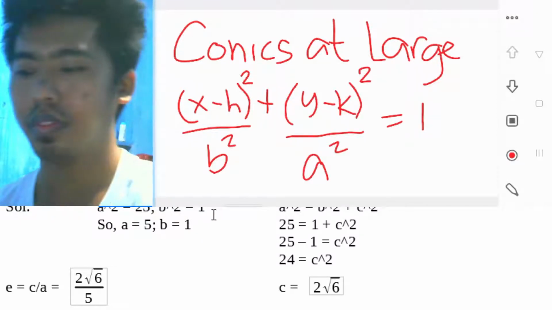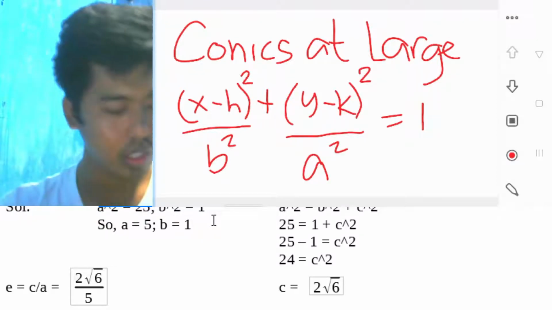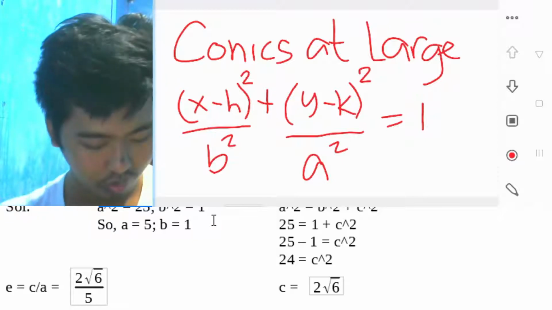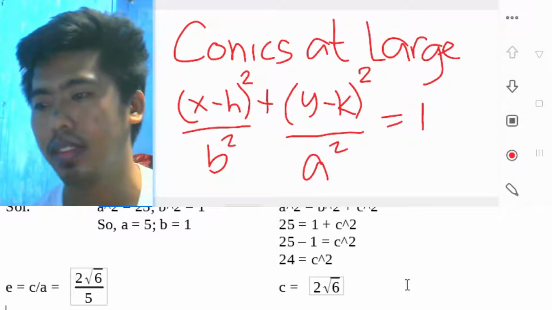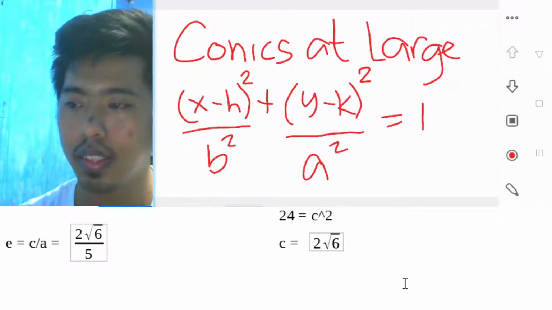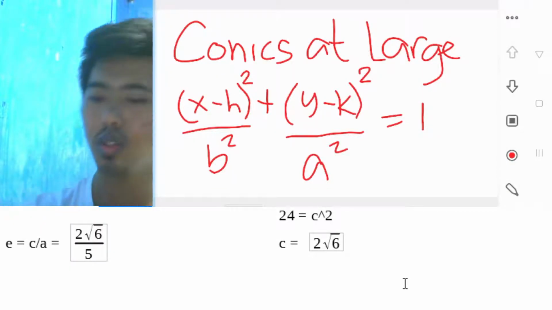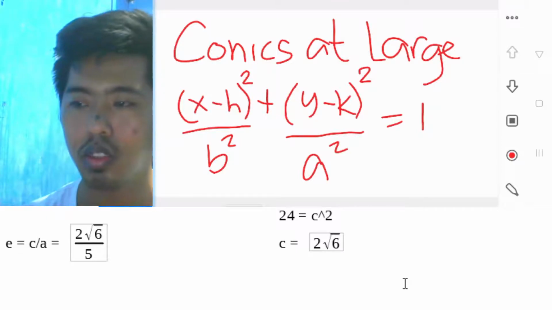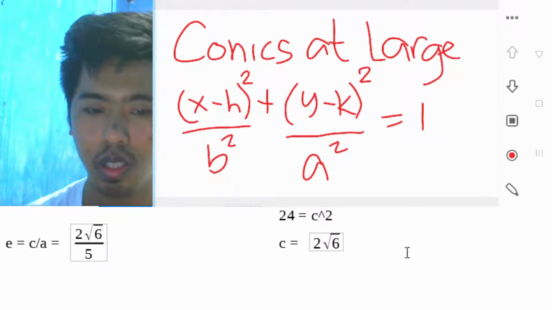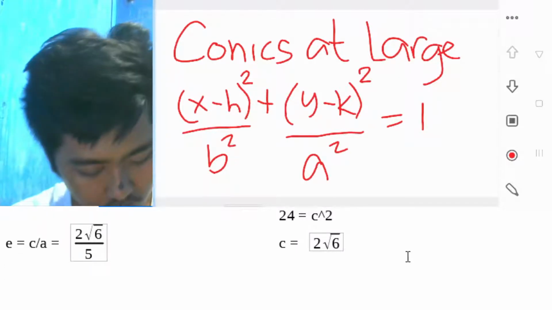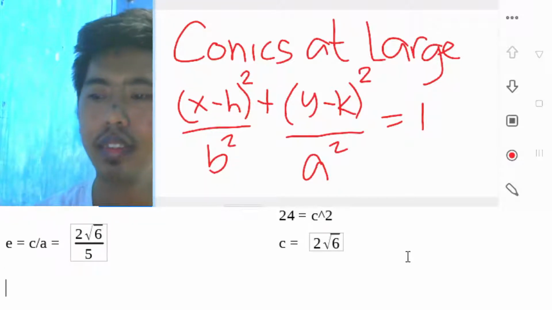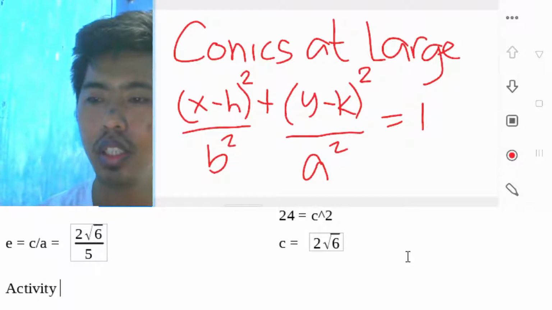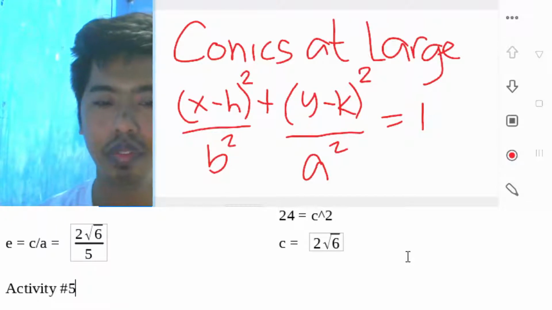Okay, so we have solved this problem. Now let's try to have an activity, since we have discussed a lot already. We have two examples, but there's still a lot to cover. So this would be your activity number 5, guys.